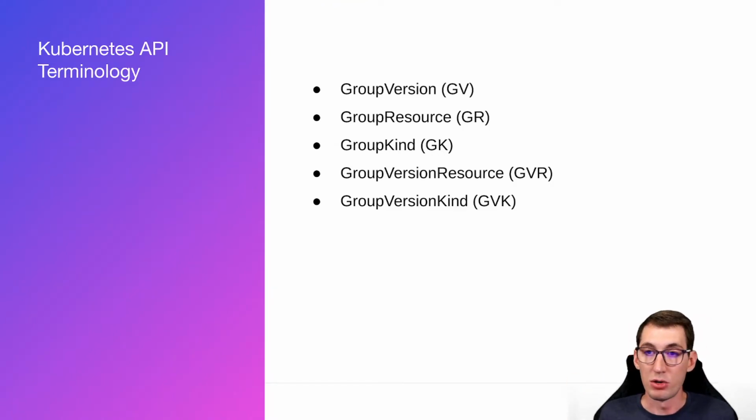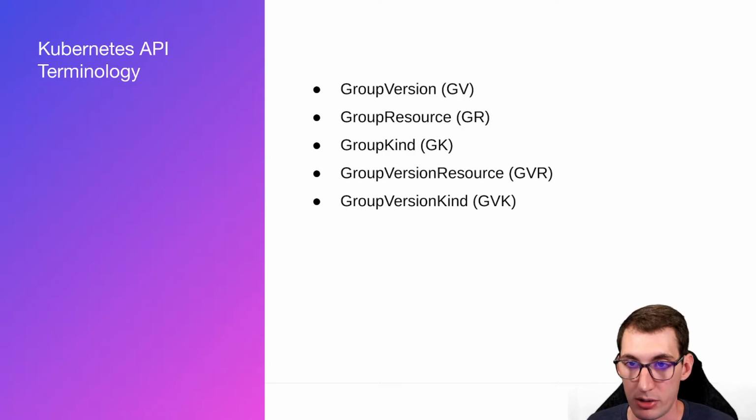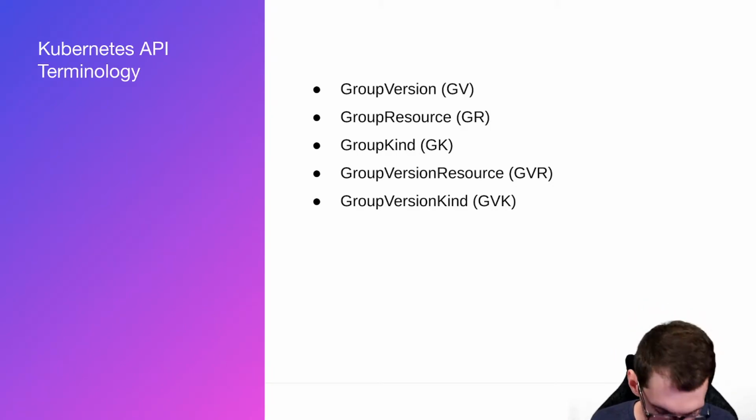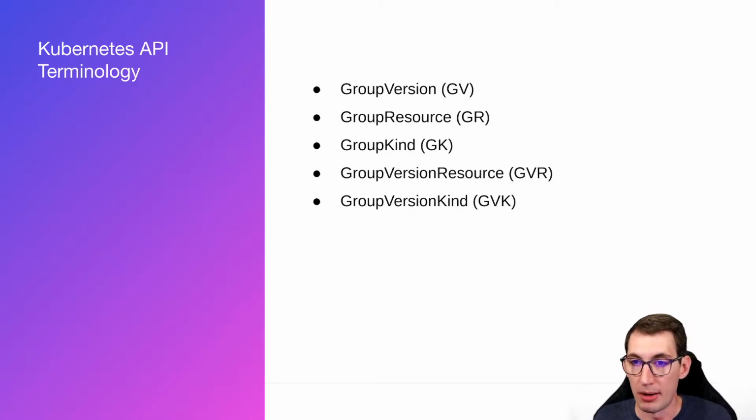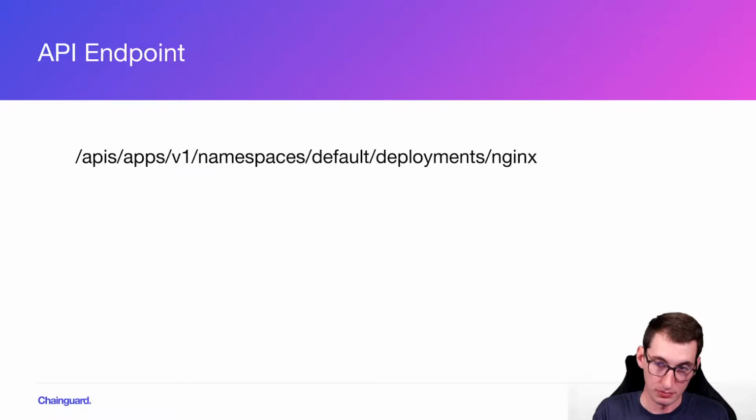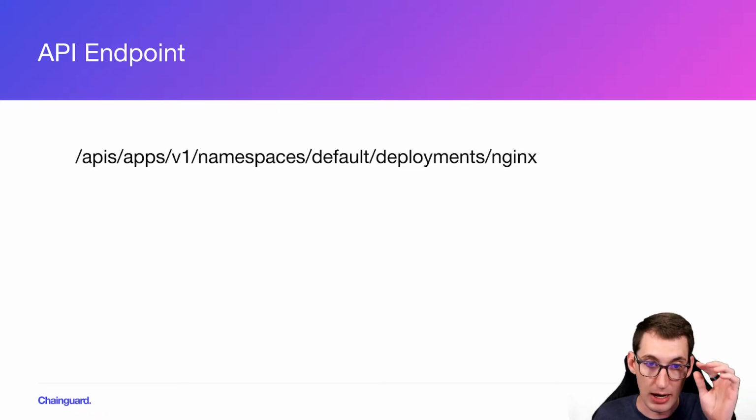And so what we can do is we can take all those different things we just talked about and throw these together. And so these are the kind of the Go types that are represented that we work with. So group version, group resource, group kind, group version resource, and group version kind. And you'll see as we go through what this API input looks like, right?